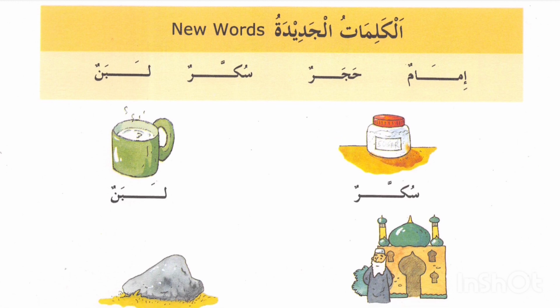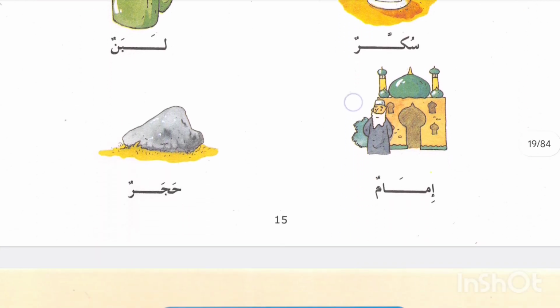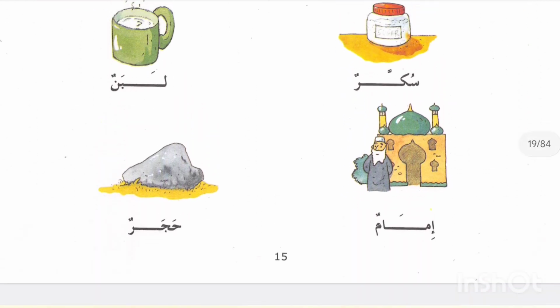الكلمات الجديدة new words. إمام a imam. حجر a stone. سكر sugar. لبن milk. سكر sugar. لبن milk. إمام a imam. حجر a stone.